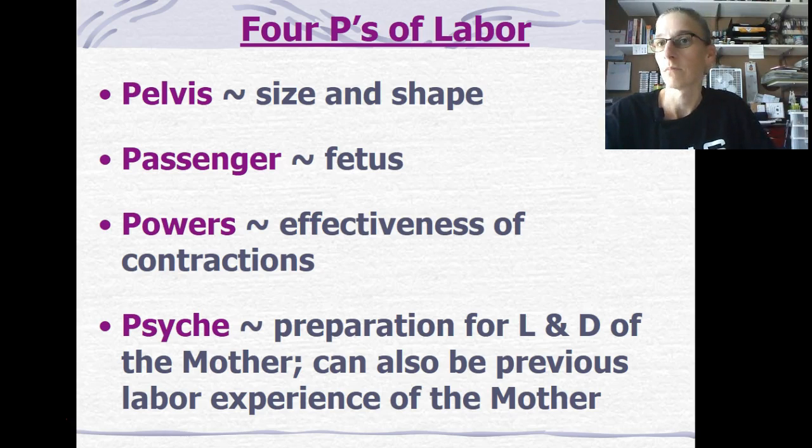The passenger, looking at the fetus. How big is the baby? What position is the baby in? The powers, the effectiveness of the contractions. Is she having strong contractions or very weak contractions? Are they real frequent? Are they very irregular still? And then psyche, the preparation for labor and delivery of the mother. It can also be the previous labor experience of the mother.